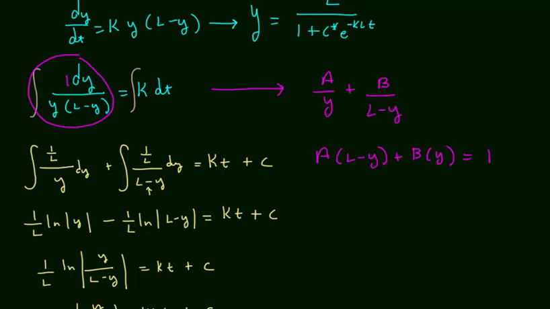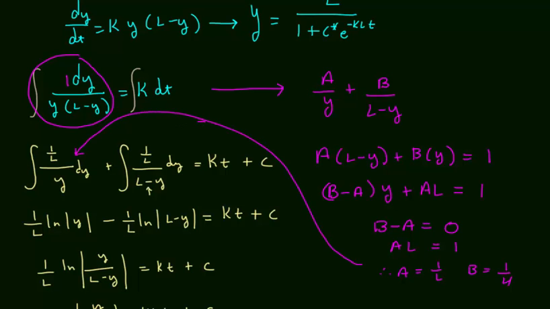System of equations, well, let's see, b minus a is the coefficient of y plus the constant of AL has to equal 1. That tells me that b minus a equals 0 and tells me that AL has to equal 1. Therefore, a has to equal 1 over L, and also b has to equal 1 over L. That's why we got this and this. This is our A, this is our B. And that is the end of the lesson.